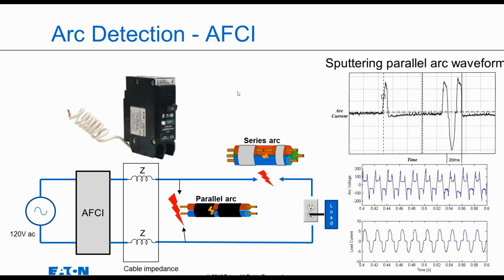And it looks for the slope of this waveform because it's not a normal AC sine wave, and it detects the steep rise of the parallel arc waveform and trips on it.